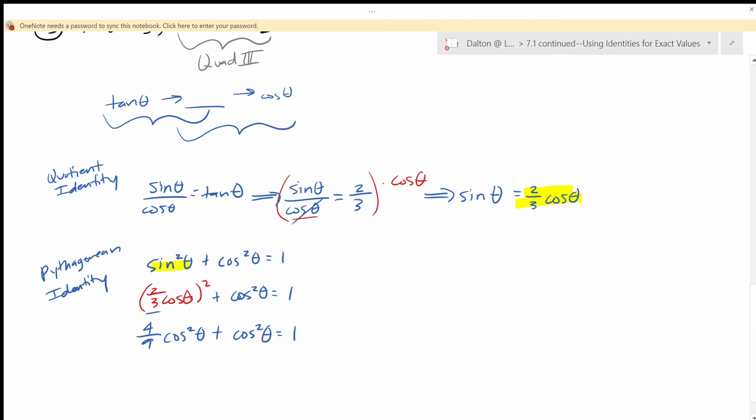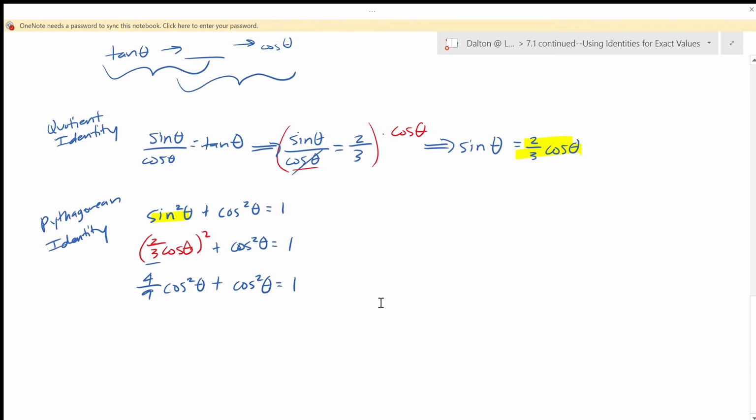I'm trying to set up cosine, so I'm getting really close. I just need to combine these cosine values. Kind of treat them like variables. This one has a coefficient of 4/9. This one has a coefficient of 1. So then 4/9 plus 1 is going to be 13/9 times cosine squared theta is equal to 1. And then I've almost got cosine squared theta isolated.